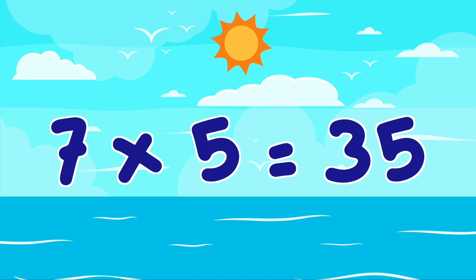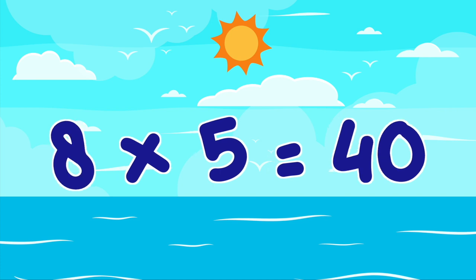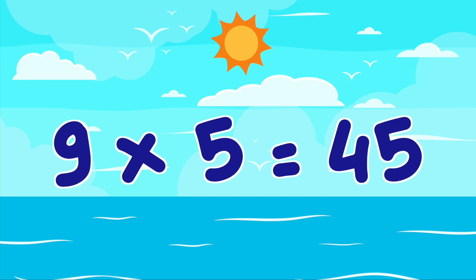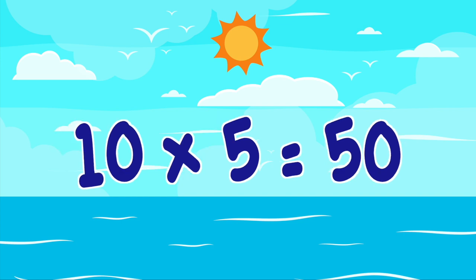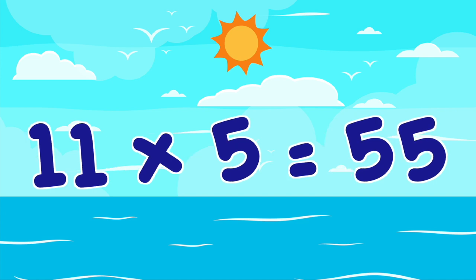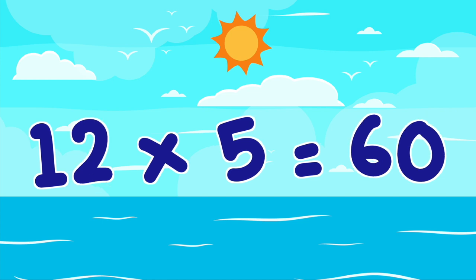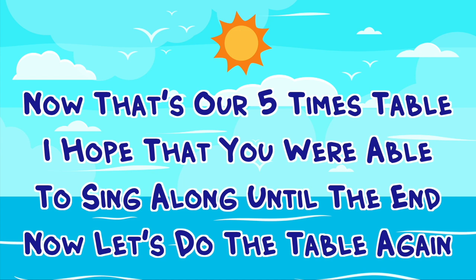Seven times five is 35. 8 times 5 is 40. I hope that you were able to sing along until the end. Now let's do the table again.